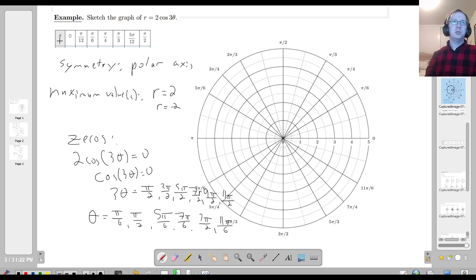What I want you guys to do now is try to plug in these numbers up here, right? Notice they're much closer together because things are going to happen much faster in this graph. Try to plug in those numbers, see what you can calculate for these R values, and then see if you can connect the dots with these points. Then see if you can use that polar axis or x-axis symmetry to finish drawing this thing. So see what you can do with this, then unpause the video and see if we get the same picture.